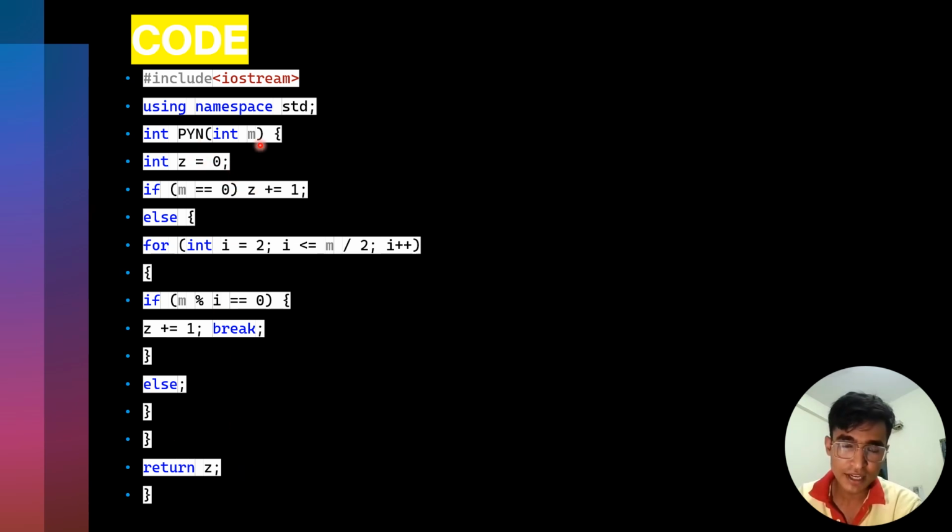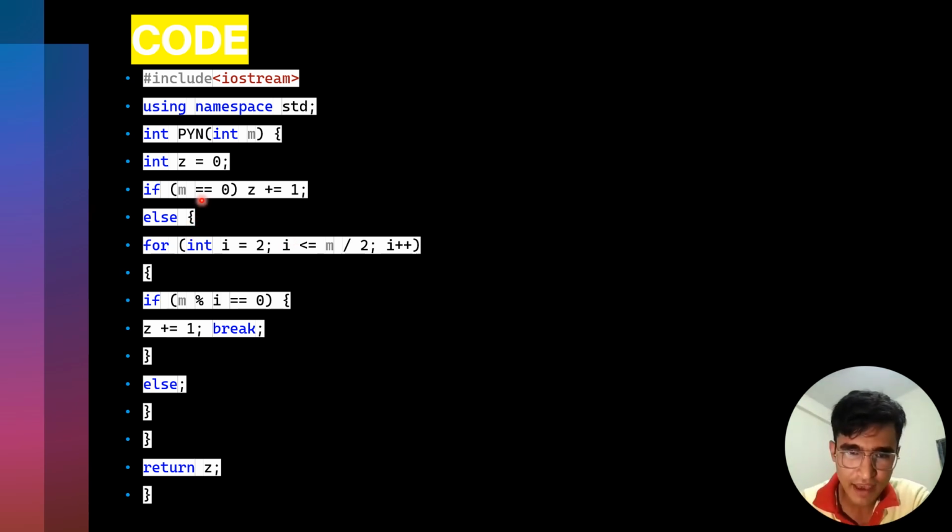Now, based on the conditions of m, z's value will be updated or will not be updated. So if m is equal to 0, we know that 0 is not a prime number. So we will update z's value: z plus equal to 1. This notation means z will be equal to z plus 1. Z's value will be updated to 1 because z was initially 0.